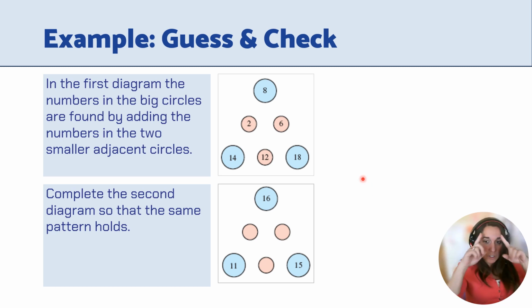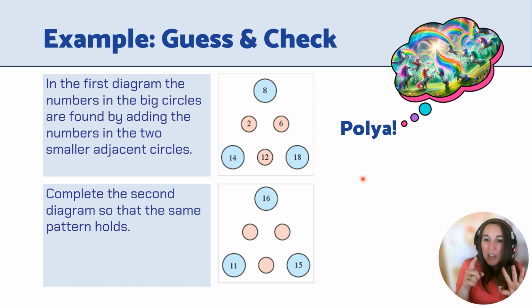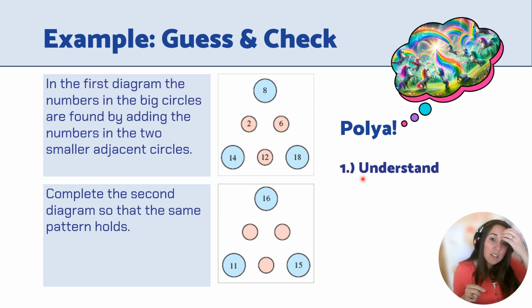So first of all, I need to go back to Polya and his problem-solving principles. I'm going to use my mnemonic. Unicorns paint energetic rainbows. That U stands for understand. And we learned in the last lecture that this is an extremely important principle. If we don't understand a problem, we can't possibly hope to solve it. So I need to take that moment to reflect. I can use some of those prompting questions to make sure I understand this problem.